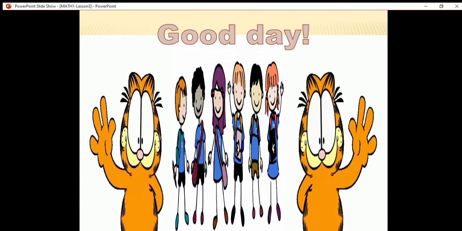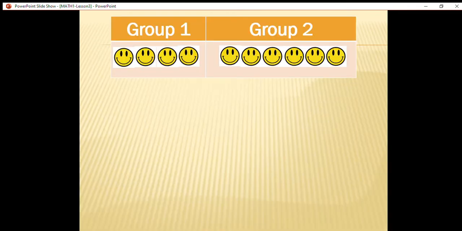Okay. What have you observed in our group 1 and group 2? Okay, very good. They have smiley faces. How many smiley faces do we have in group 1? Very good. We have 4 smiley faces. How about group 2? Another very good. It's 6 smiley faces.